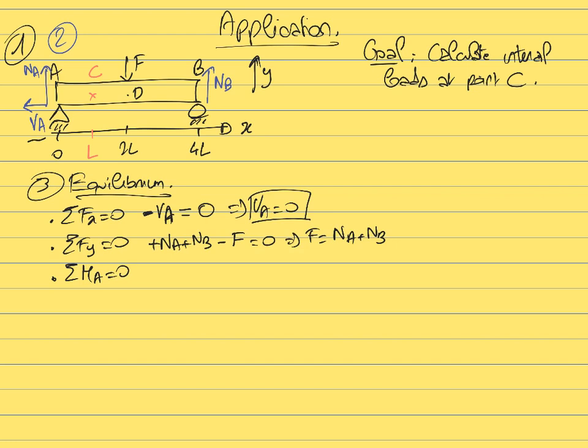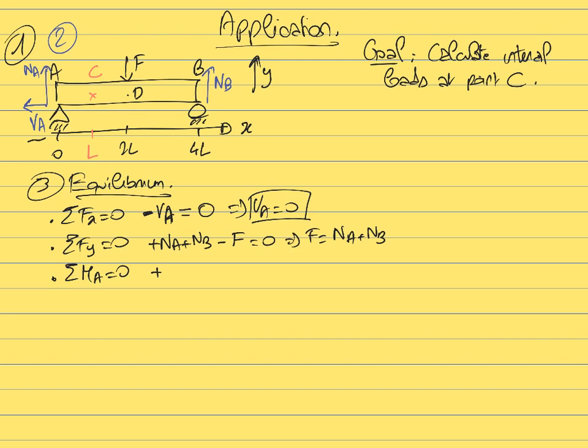So NA and VA do not create any moment about the point A because A is on the line of action of NA and VA, which means that the arm of the force would be 0. So we don't need to worry about the moment created by NA and VA. It's equal to 0. Then we have the moment created by NB. So the first thing is the sign. NB is going to make the body rotate anti-clockwise about A. So it's going to be a positive moment. So we can start with that.